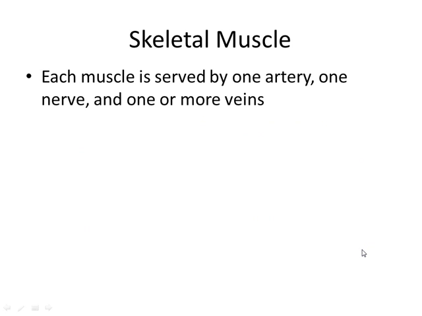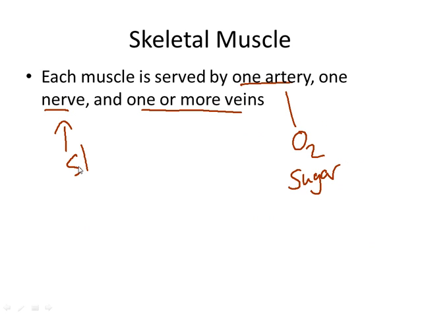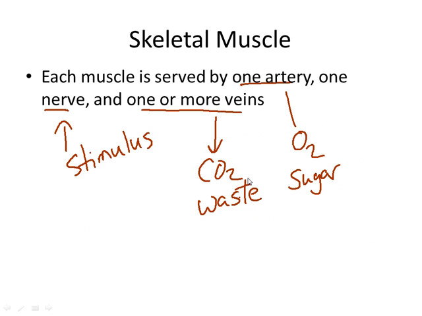Okay. For skeletal muscle, all skeletal muscle has one artery, one nerve, and one or more veins. So every muscle has an artery, so it has blood supply. That's bringing in oxygen, bringing in sugar, glucose. All right, it's got a nerve. That's so you can get a stimulus. It's got to be stimulated. And then it's got a vein to carry away carbon dioxide, waste products, etc.